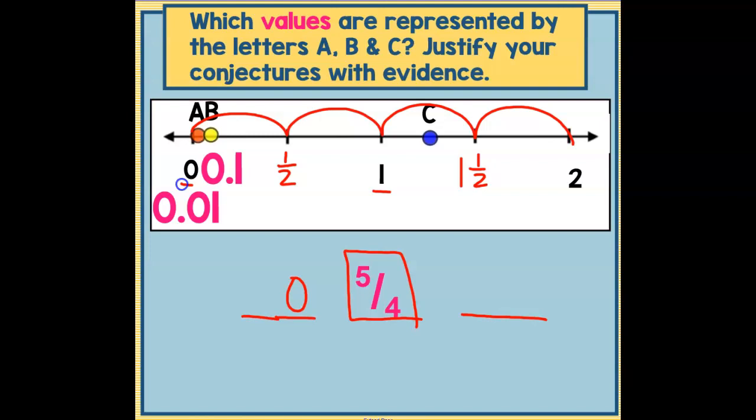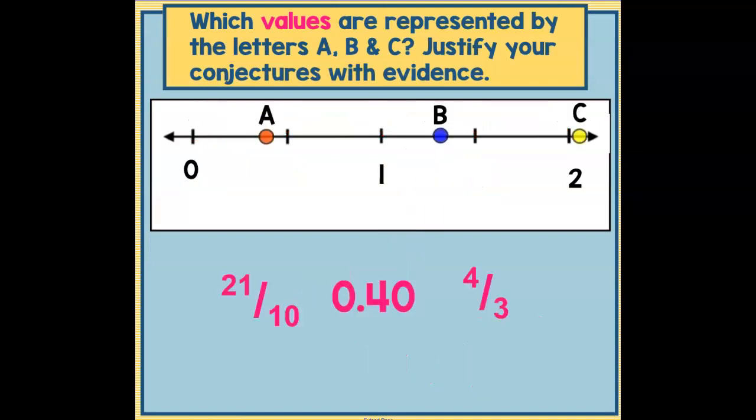This one's 5/4, but if I wanted to change it into a mixed number, I could say it's 1 whole, because 4 goes into 5 once, that's 1 whole, and then 1/4 left, or 1.25 if I wanted to change it into a decimal.